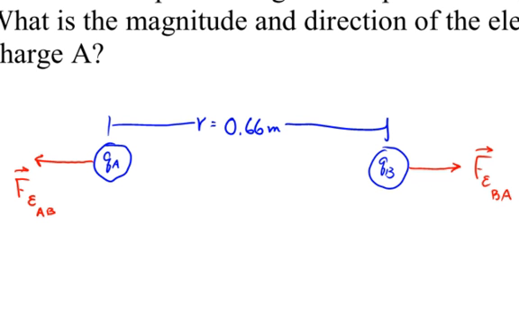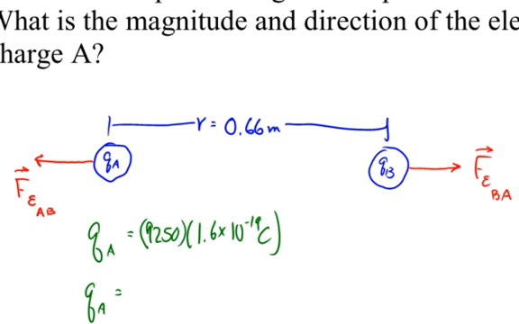But first I've got to figure out how much excess charge there is on each of the objects. The excess amount of charge on charge A is equal to 9,250 times the charge on one electron, 1.6 times 10 to the minus 19 coulombs. And I get a number. The amount of excess charge on object A is 1.48 times 10 to the minus 15 coulombs. Coulombs is the MKS unit of electric charge.